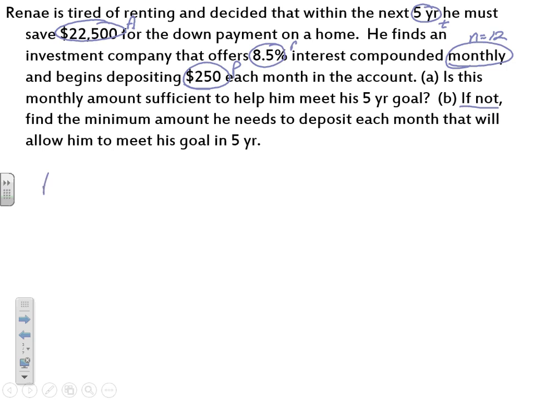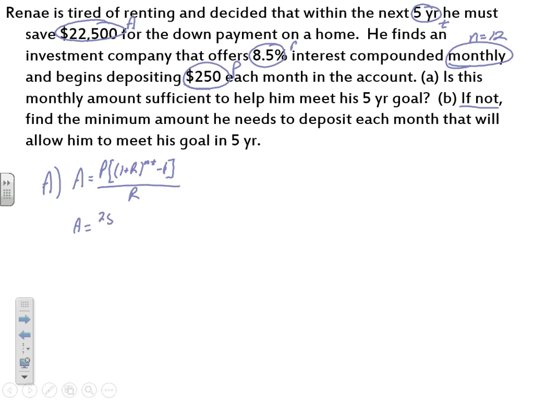All right, so part A says, will he make $22,500 with what he has right now? So let's go ahead and see. The accumulated amount is equal to the principal multiplied by 1 plus r to the nt power minus 1, divided by r. So let's just plug our numbers in and see what we get.